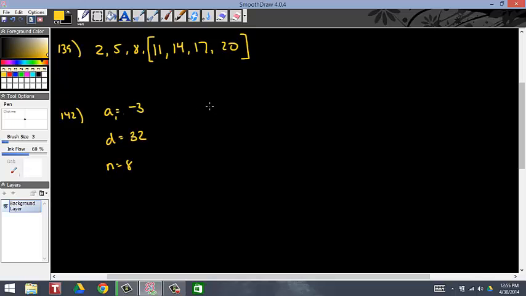So, if we're trying to find the nth term, then it's A sub what? A sub 8 is going to equal A sub 1, which is -3, plus D times n minus 1. So that becomes 7. We need 32 times 7. Where's my smart TI calculator? 32 times 7, and then minus 3. 221. So A sub 8 is equal to 221. And that is your answer. This is the first instance in which you're going to be employing the formula.